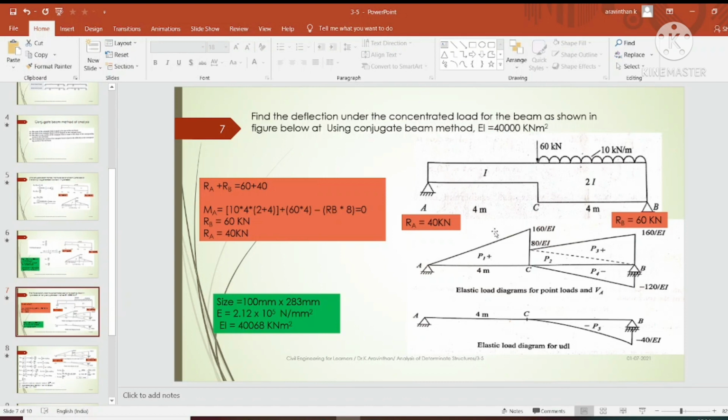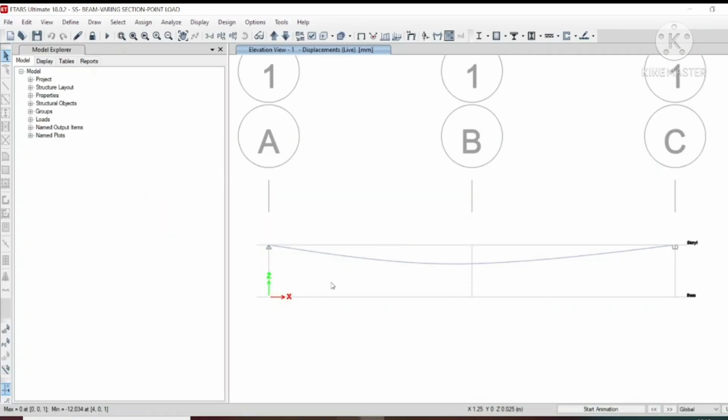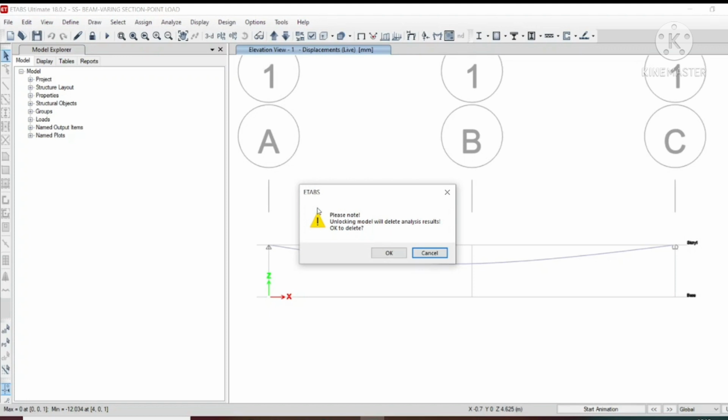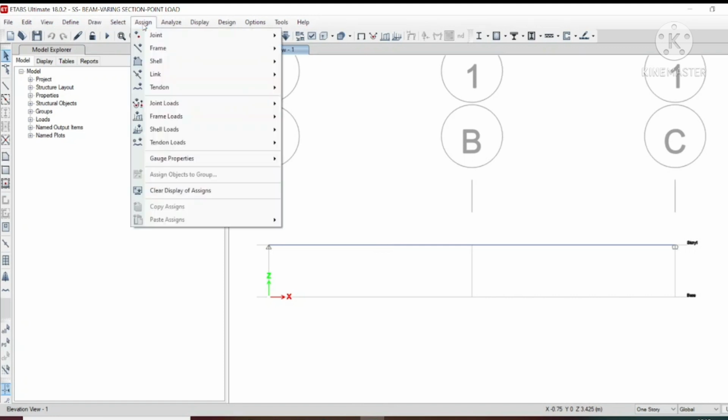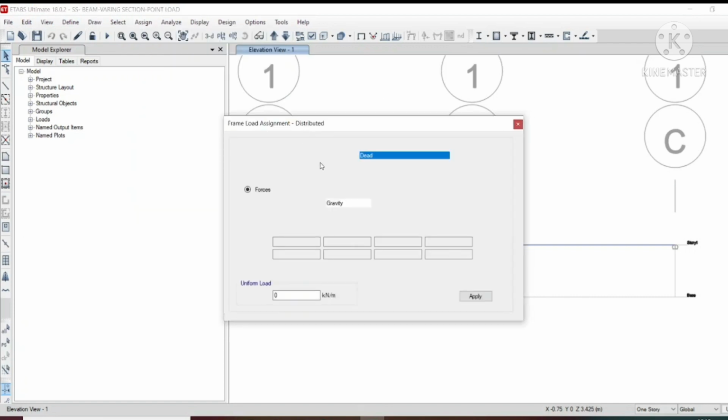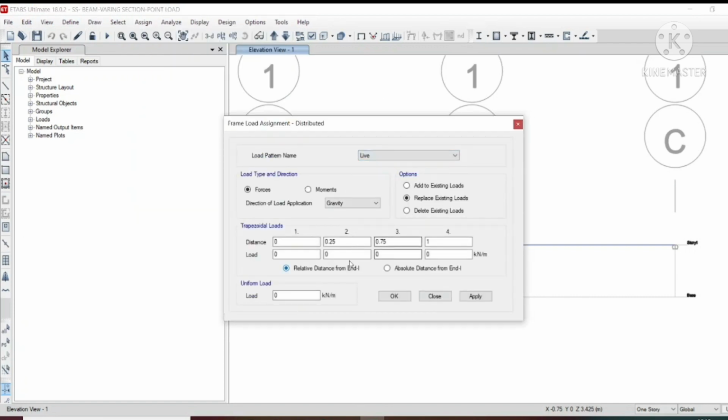In the next problem, you have the same section and the same property, that is I and 2I, and the distance is also the same. Instead of the point load, you have an additional uniformly distributed load. So let us add this UDL and find the solution. We are adding a uniformly distributed load.